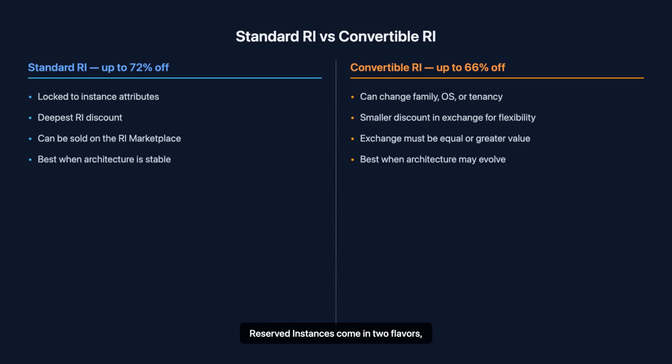Reserved instances come in 2 flavors, and the distinction is worth memorizing because distractors love to swap the numbers. A standard RI locks you to the instance attributes you picked and gives the deepest discount, up to 72% off. If you no longer need it, you can sell it on the reserved instance marketplace. A convertible RI lets you change the instance family, operating system, or tenancy during the term, as long as the new configuration is of equal or greater value. That flexibility costs you: convertible caps at up to 66% off. The mental shortcut: standard is the non-refundable plane ticket, convertible is the flexible fare.